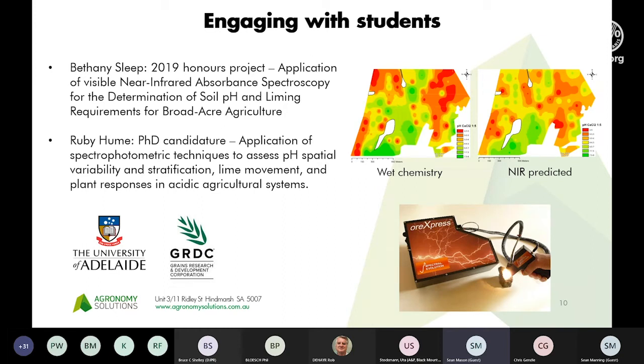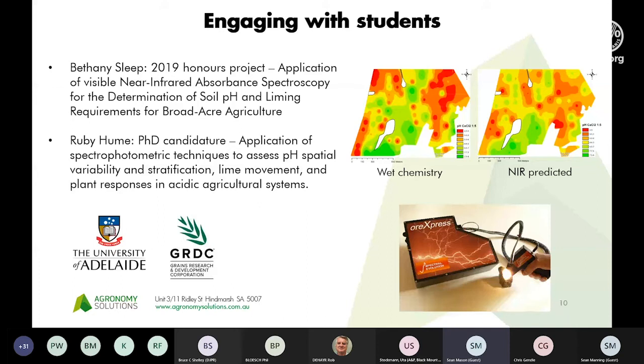Assessing lime movement. So we can address pH at the surface quite well by applying lime. It's just getting the lime moved down to the subsoils, where we can get subsoil acidification as well. And just generally looking at plant responses in acidic agricultural systems using the IR and reflectance mode. Yeah, so that was generally it. So hopefully that's an overview of the collaboration we're doing.